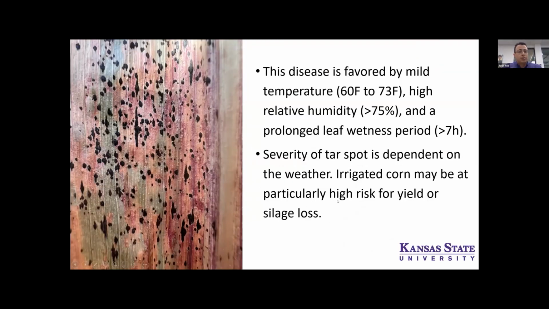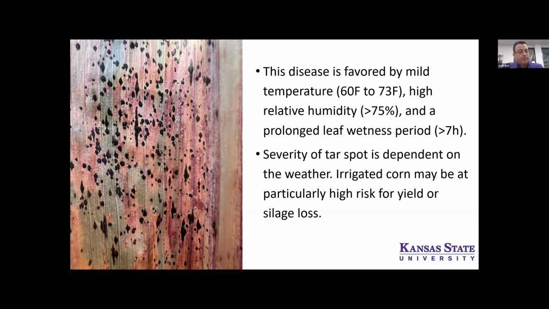So in terms of some of the biology behind this disease, tar spot likes that 60 to 73 Fahrenheit temperature, high relative humidity, and prolonged leaf wetness period. When we think about irrigation or rain, the more we have it, the more leaf wetness we're going to have. And that's kind of the perfect storm, because irrigation and rain will cool the plants a little bit, make favorable conditions, increase relative humidity, and that's when we start seeing more and more disease.